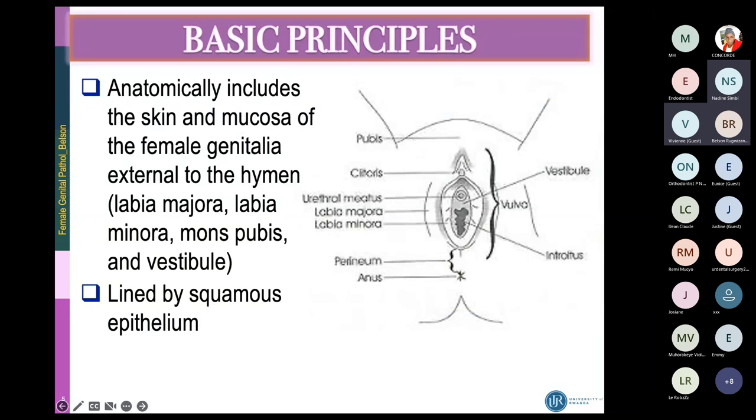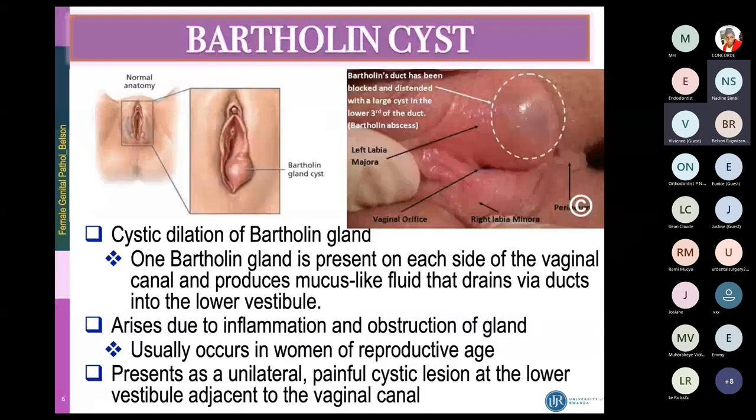But there is the Bartholin gland, which can have a tumor, and this will be a Bartholin cyst. So Bartholin cyst, as you can see here. So the Bartholin gland is just inside and nobody sees it. But when there is a swelling of it, for any reason, especially obstruction of its tube or its canal, then it will become a cyst.